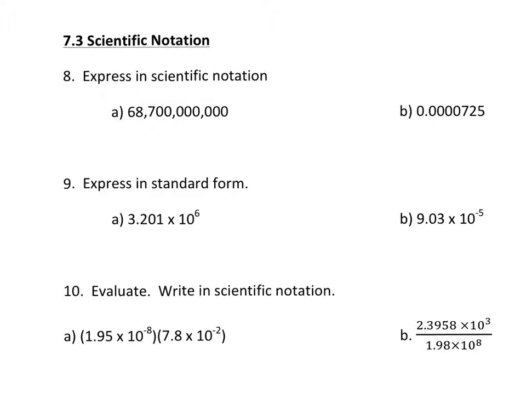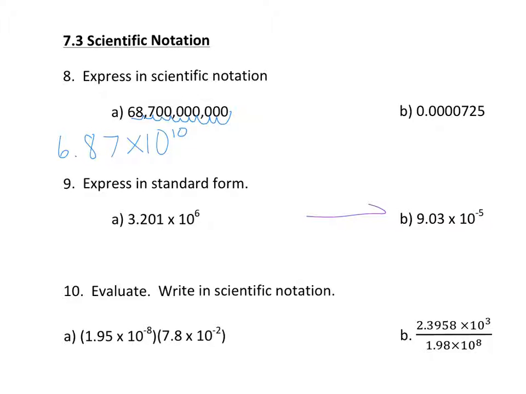Scientific notation. All right, let's take a look at 8a. So I need to express in scientific notation this number here. So I'm going to write 6.87 times 10 to the, and I have to count how many place values are after my decimal. So 1, 2, 3, 4, 5, 6, 7, 8, 9, 10. So my answer is 6.87 times 10 to the 10th.